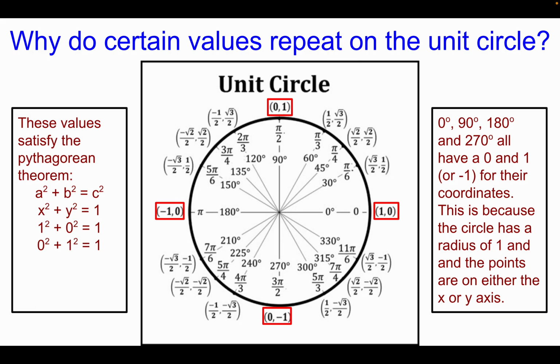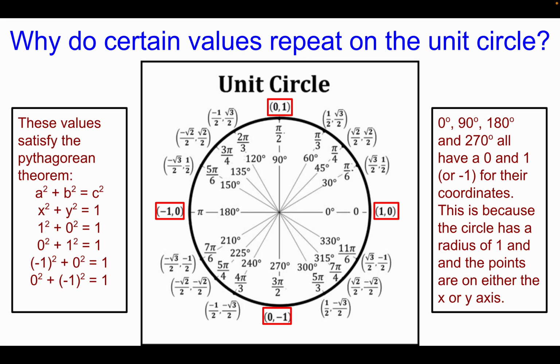And we can do the same thing with all the other points. So 0 squared plus 1 squared equals 1. Negative 1 squared plus 0 squared equals 1. That's this point right here. And then if we go down to our bottom point, (0, negative 1), 0 squared plus negative 1 squared also equals 1.